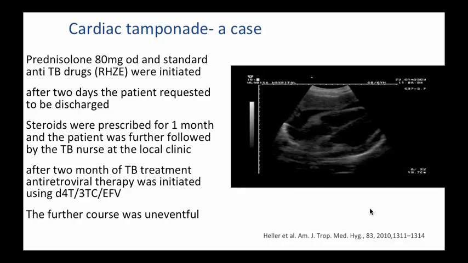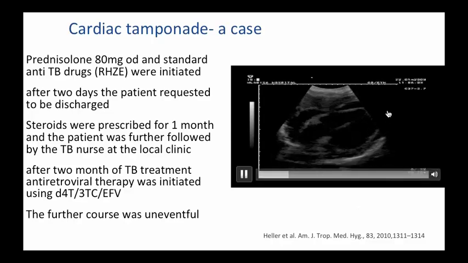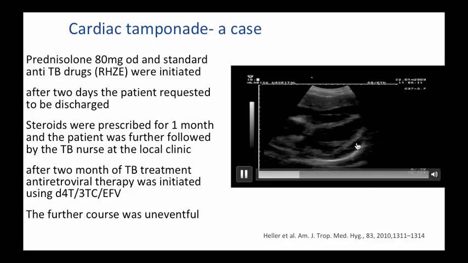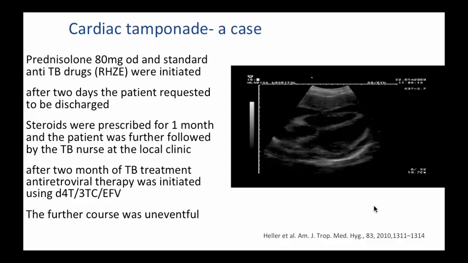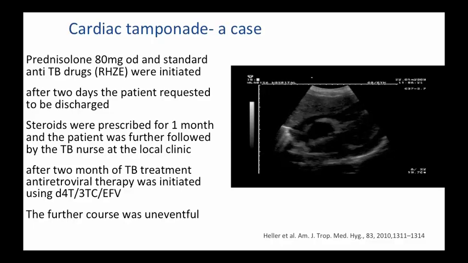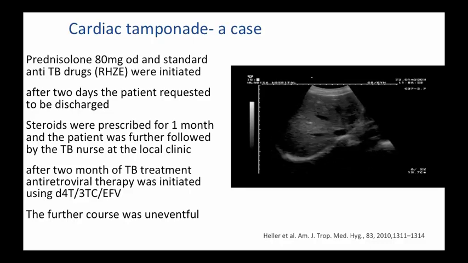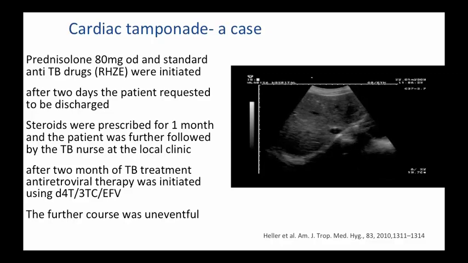So here is 2 days later, and again you can see there is still pericardial effusion, but it has quite diminished, and it is far less. So the problem is much less now, and of course that is partly due to the TB treatment, but mainly, given this quick change, it's due to the steroids that were given. After 2 months, it was a while ago, we started him on ART treatment, and the further course was uneventful.